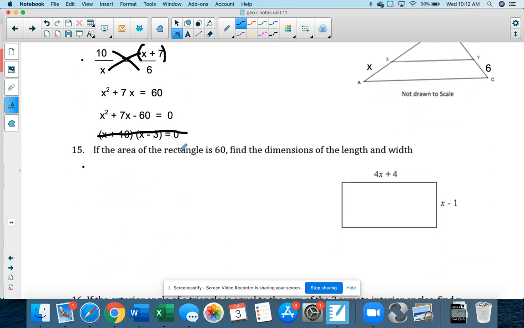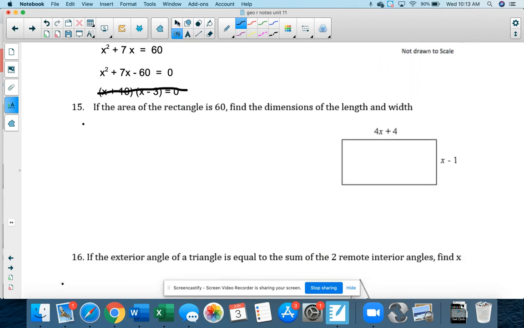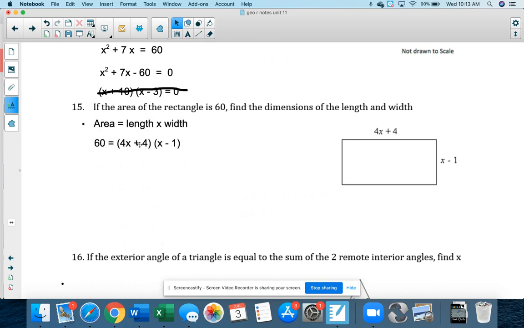So moving on to 15. Area of a rectangle is 60. So area is length times width. So basically 4x plus 4 times x minus 1 equals 60. So 60 is the area, the length is 4x plus 4, the width is x minus 1. So 4x times x is 4x squared. 4x times negative 1 is negative 4x. 4 times x is 4x, and 4 times negative 1 is negative 4.